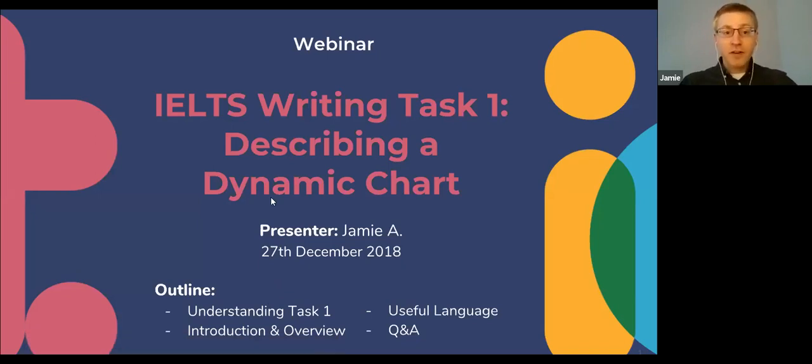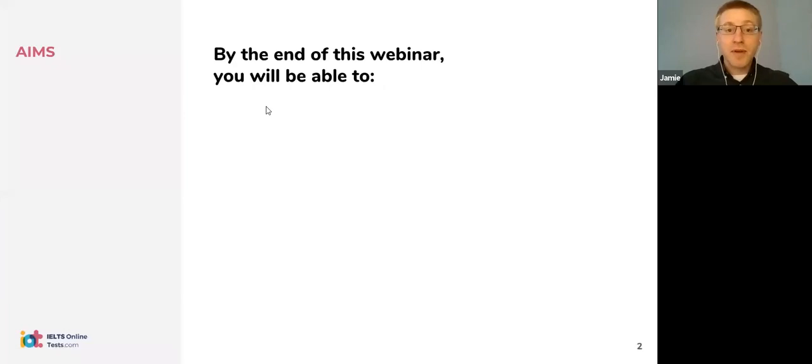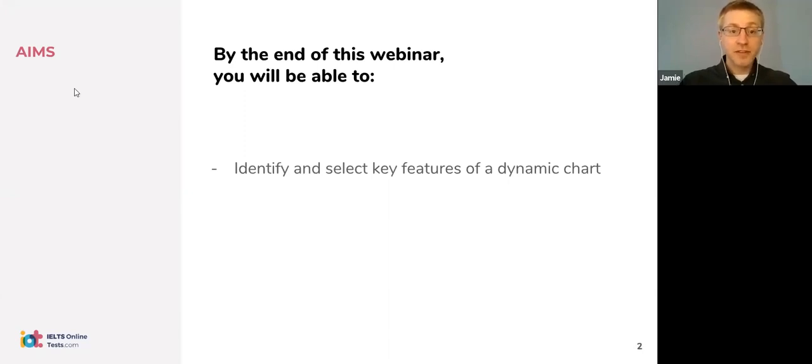So, moving on, let's have a look at the aims of today's webinar. By the end of the webinar, you will be able to look at a dynamic chart and identify and select the key features. This is a key criteria for writing task 1, being able to select the most important features of a graph to describe.